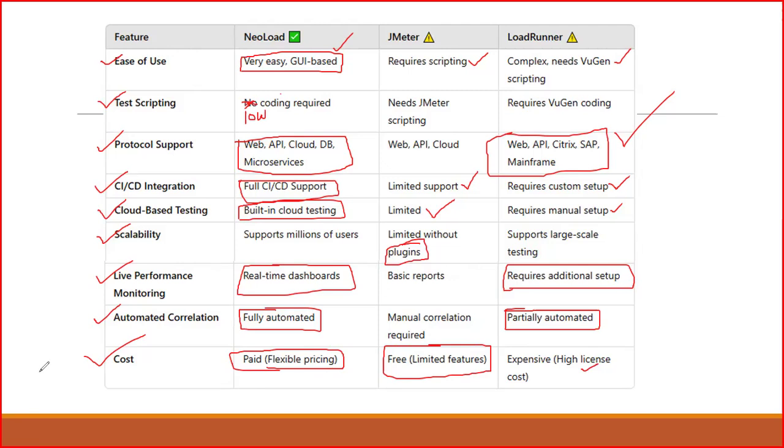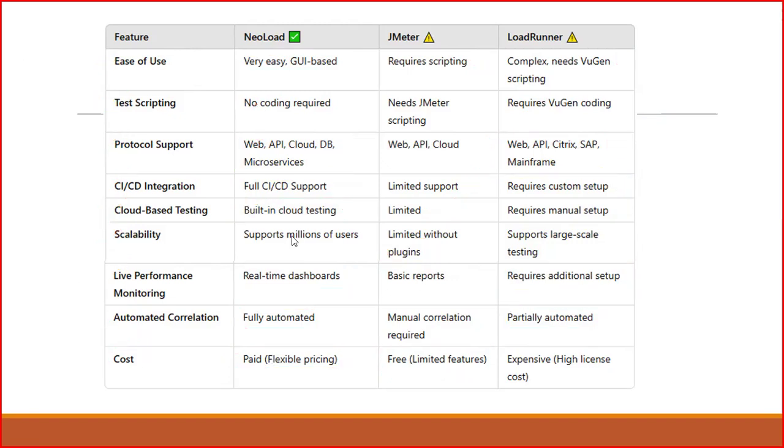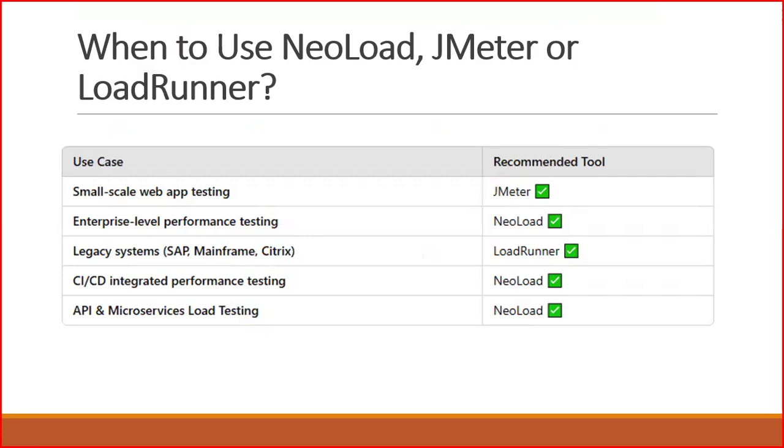With respect to domain, which one is best? Because so far I heard that LoadRunner can be used for banking and other stuff. So, is there any domain specific kind of usage? Yeah, I can say this: when to use Neoload, when to use JMeter, when to use LoadRunner. This is what you are asking, right?